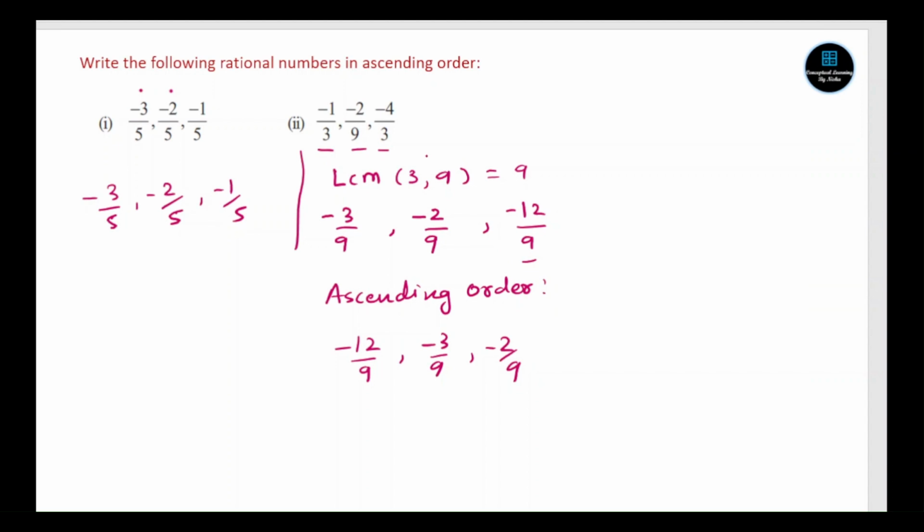How do we get that? By the third number. So, minus 4 upon 3. Minus 3 upon 9 is the first number. So, I'll write minus 1 upon 3 and minus 2 upon 9. So, this is my answer. Alright. Okay.